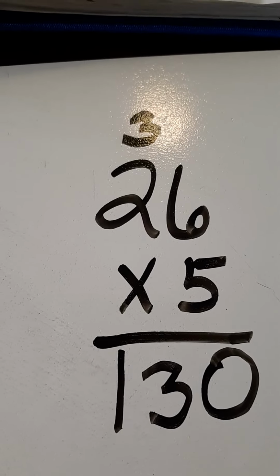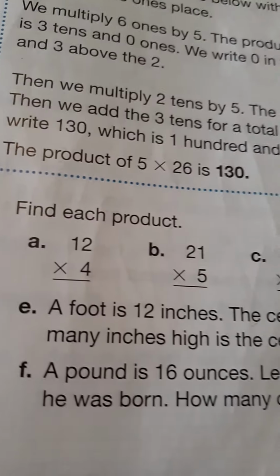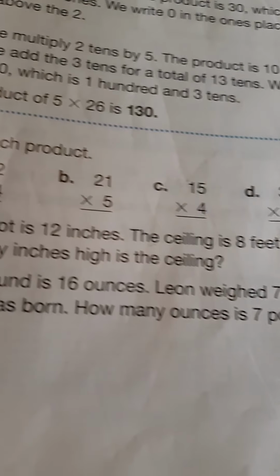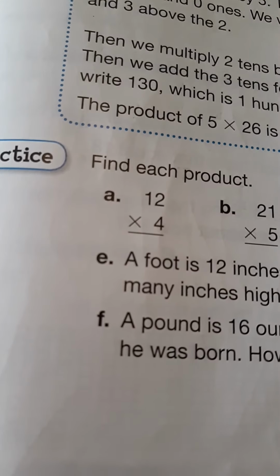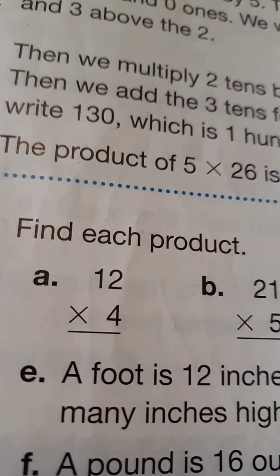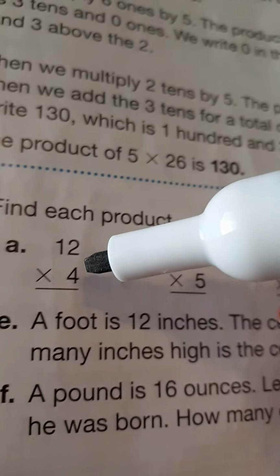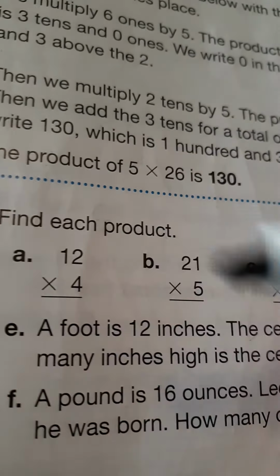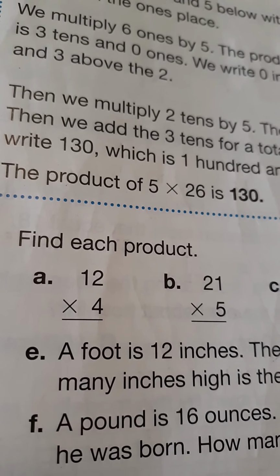All right, so some of our lesson practice here. Some of these questions you will find on your document that you're going to do to turn in for this lesson. But we do it the same way. See the 12 times 4? When you do that, you're going to do 4 times 2, which is 8, and then 4 times 1 is 4. So our answer will actually be 48.